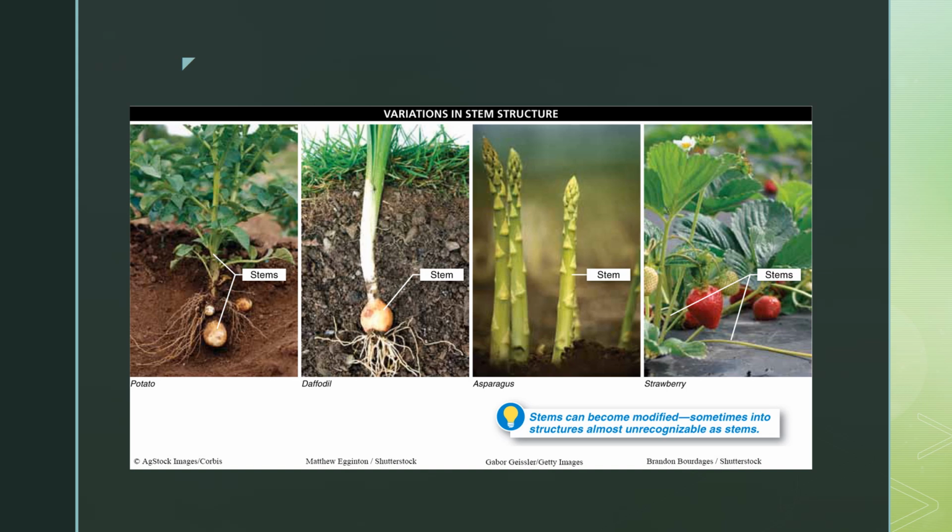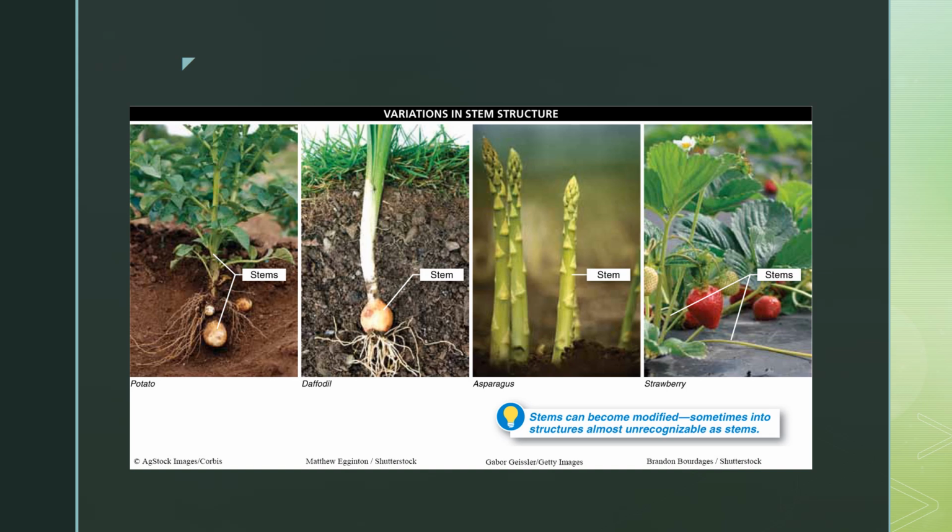So now in this topic we are going to identify these different shapes of stems and study them, and to know the types of each one, and to study the modifications of each one of them.